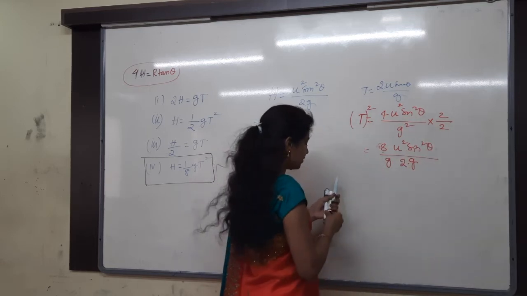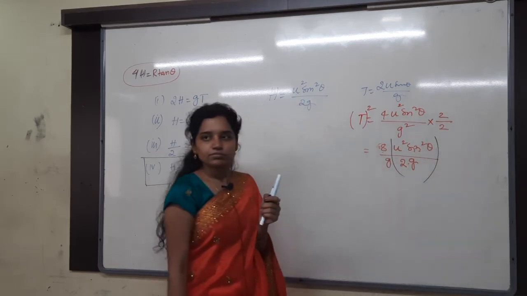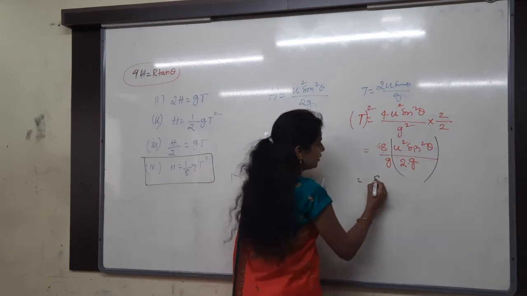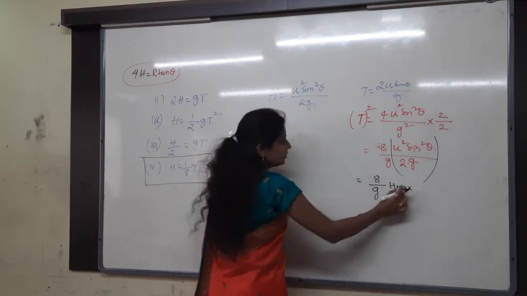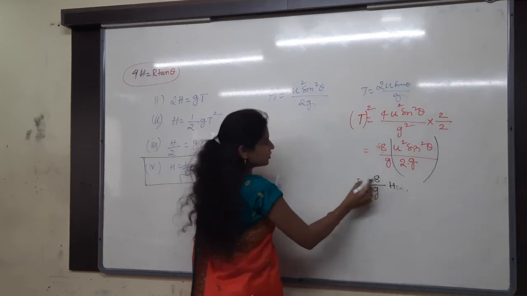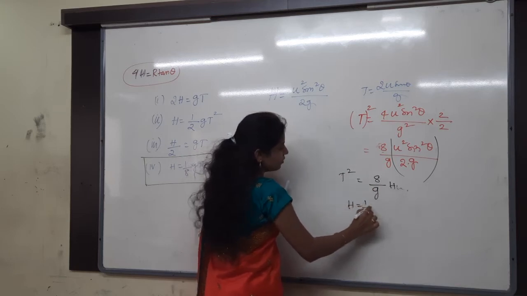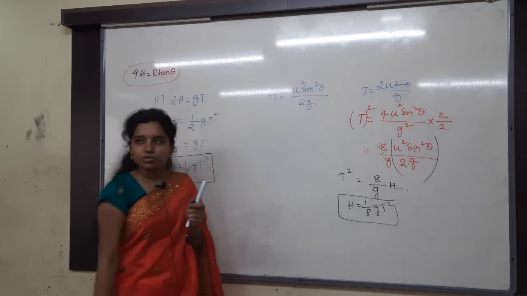So this one u square sin square theta by 2g is what? u square sin square theta by 2g is h max, then 8 by g into h max. H max, H only you can take, that is equal to T square. Then what I can write? H is equal to 1 by 8 g T square. That is the relation, that is how you will get.